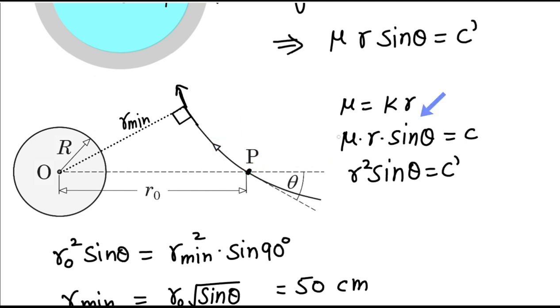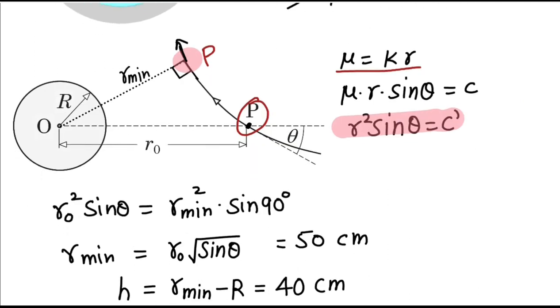So we'll just equate these 2 points. First point is the initial point here, that is the point P, and second point of course is the point when the path is perpendicular to the radial direction. And since mu is directly proportional to r, we can say that mu is equal to kr. So of course, instead of writing mu r sine theta to be constant, we can just use the value of mu as kr, and r square into sine theta will be equal to constant. And using just that, for the initial value, r naught square into sine 30 degree will be equal to r minimum square into sine 90 degree.